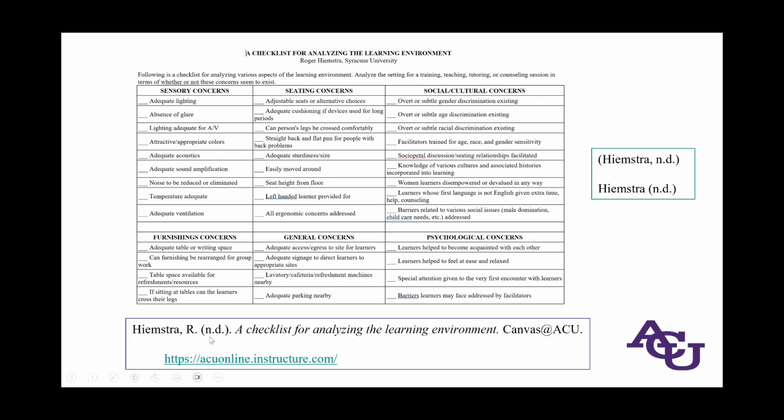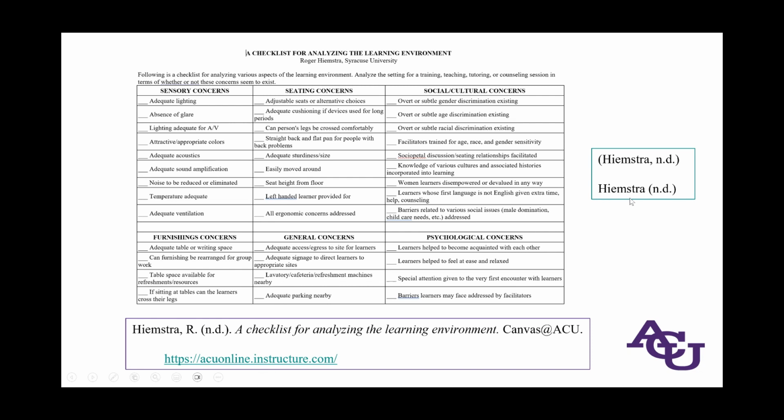Then we don't have a specific date for it, so we'll put ND in parentheses. The title is a checklist for analyzing the learning environment. And since it's part of your course at ACU, you can put Canvas at ACU and put the front page or entry point for our Canvas. Heemstra, comma, ND in parentheses will be your parenthetical citation in APA style.